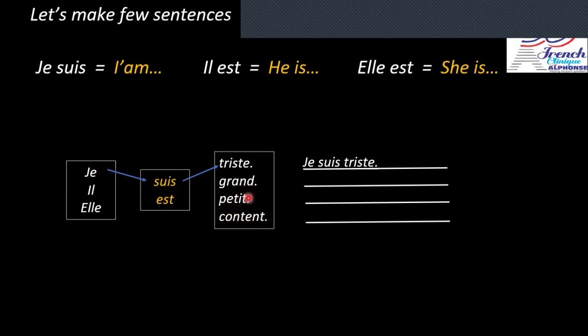Why? Because all these adjectives here are put in masculine form. If you must use elle for grand, you must add an e here. It becomes elle est grande. If you must use elle for petit, you add e also, it becomes elle est petite. And if you must say she is happy, elle est, you say contente. You add an additional e. So the only correct sentence you can make with what you have here beginning with elle is elle est triste. Because triste already ends with an e.